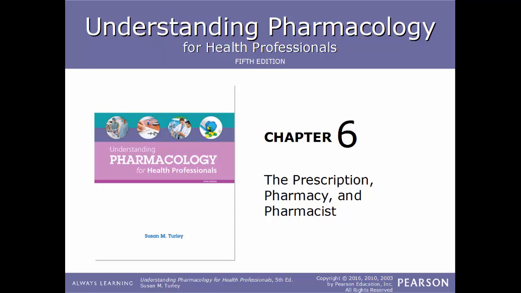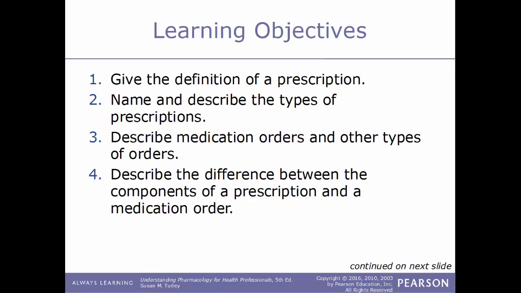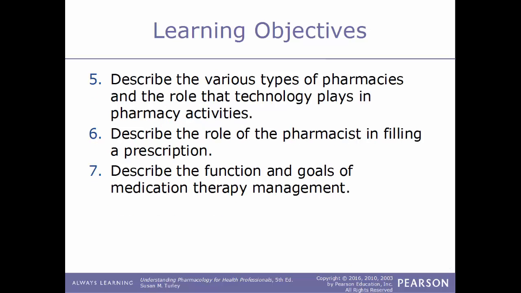In this video, we'll cover chapter number 6, the prescription, pharmacy, and pharmacist. Learning objectives for this chapter: give the definition of the word prescription, name and describe the types of prescriptions, describe medication orders and other types of orders, describe the difference between the components of a prescription and a medication order, describe the various types of pharmacies and the role that technology plays in pharmacy activities. Describe the role of the pharmacist in filling a prescription.